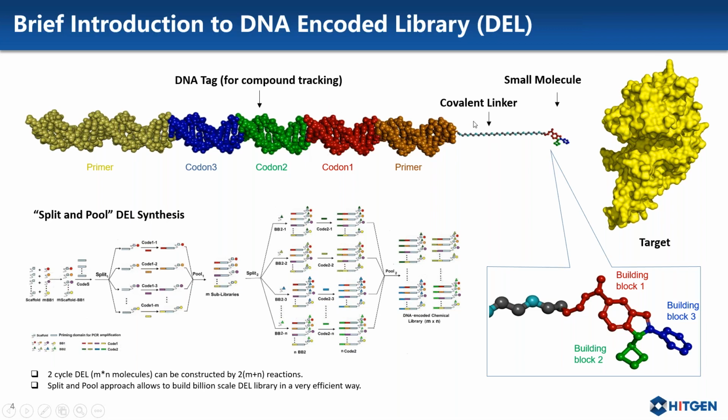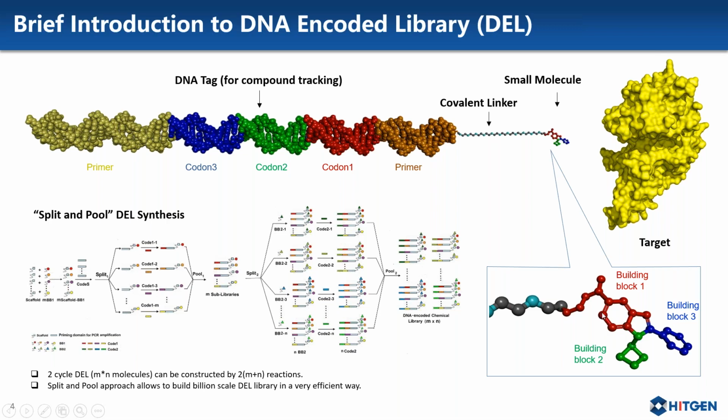These 2 components are covalently connected together with a long flexible linker. So a PEG linker is used in most cases. So let's suppose a small molecule on the right side is constructed from 3 moieties shown in different colors here.